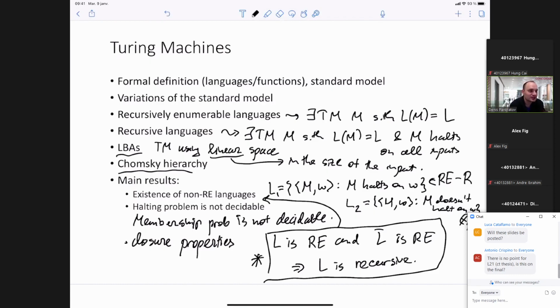Okay, so there are a few questions. Let me see. One question from Antonia. There is no point for L21. Is this on the final? I am not sure I understand the question. You will have full 3 hours to complete the final.